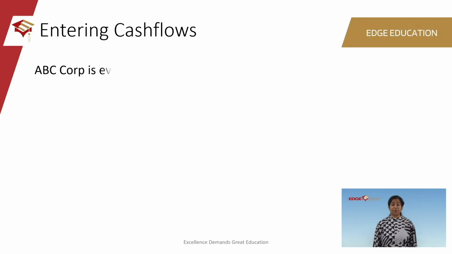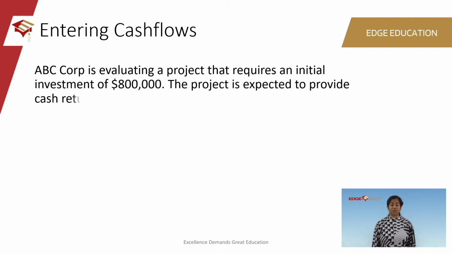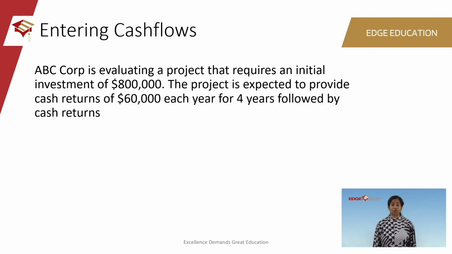ABC Corp is evaluating a project that requires an initial investment of $800,000. The project is expected to provide cash returns of $60,000 per year for 4 years, followed by cash returns of $180,000 per year for 6 years.